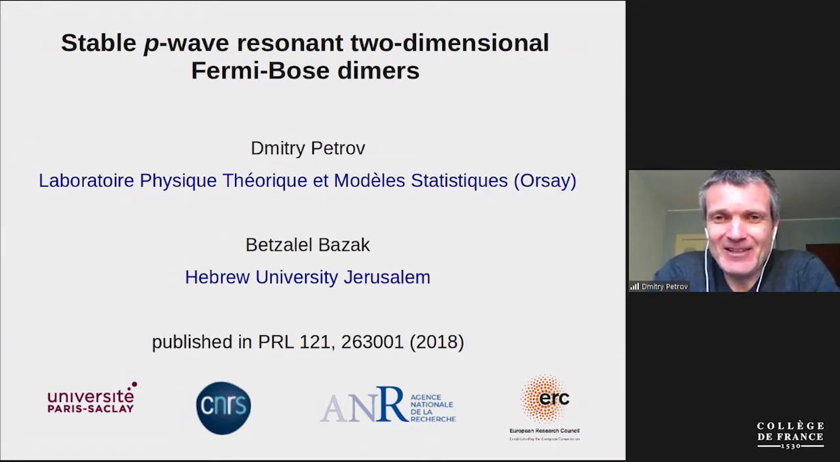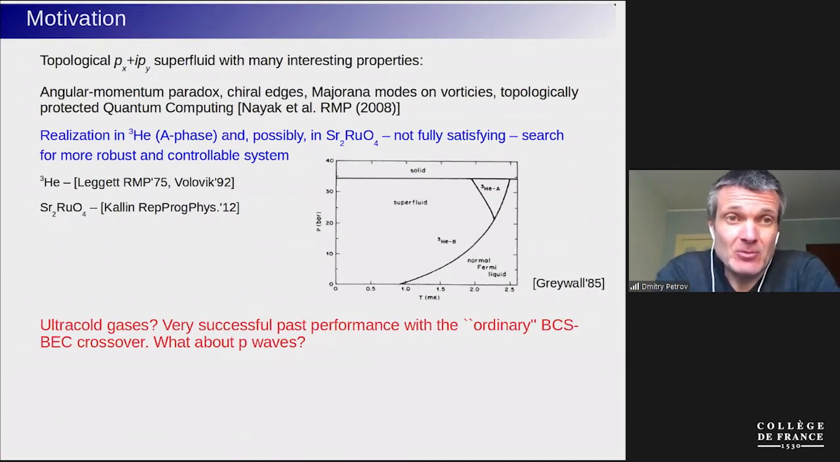I also think that it's well in line with the course of Jean, and it's probably a nice link between the scattering theory and few body problem and the many body world. So the motivation to study this came from the many body world. Namely, we're interested in realizing a topological px plus ipy superfluid in the spinless Fermi gas.